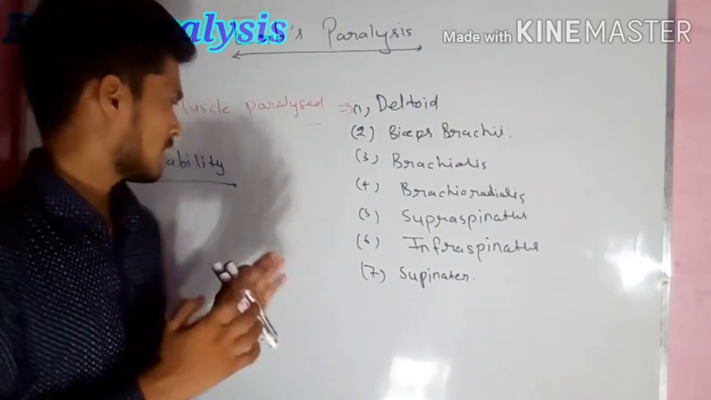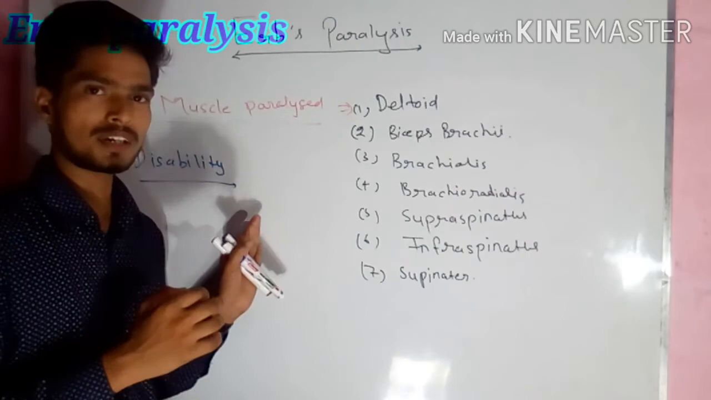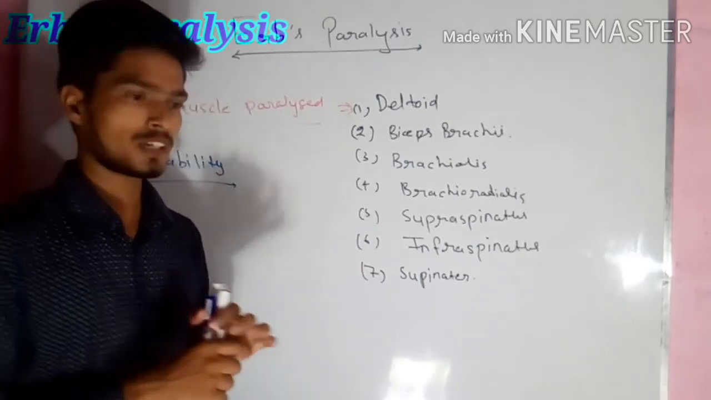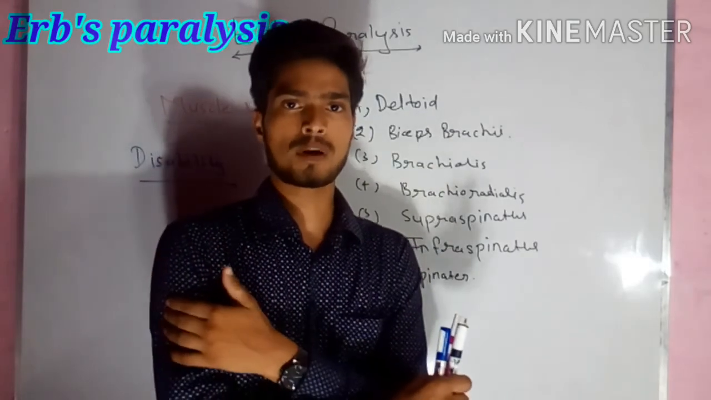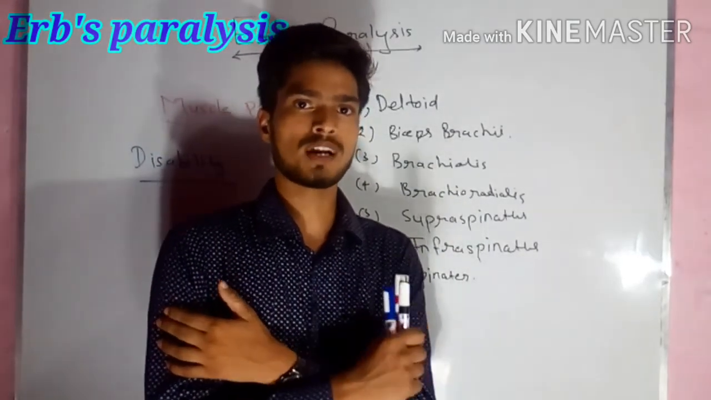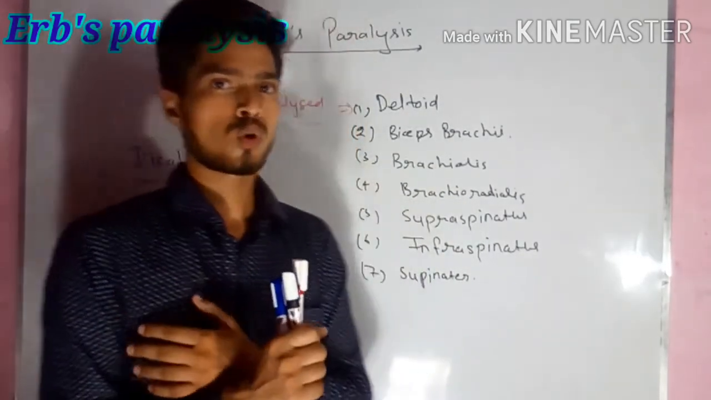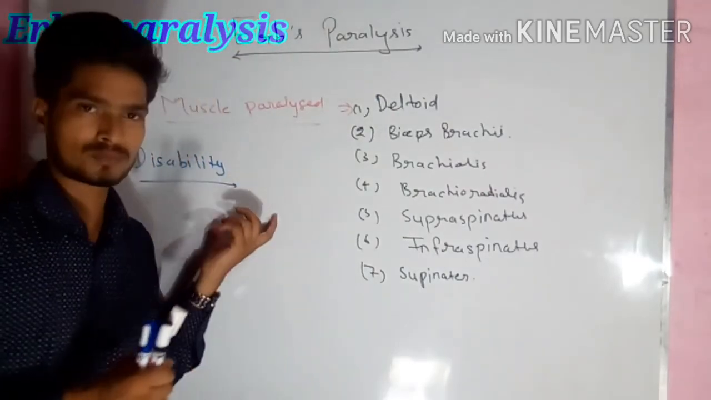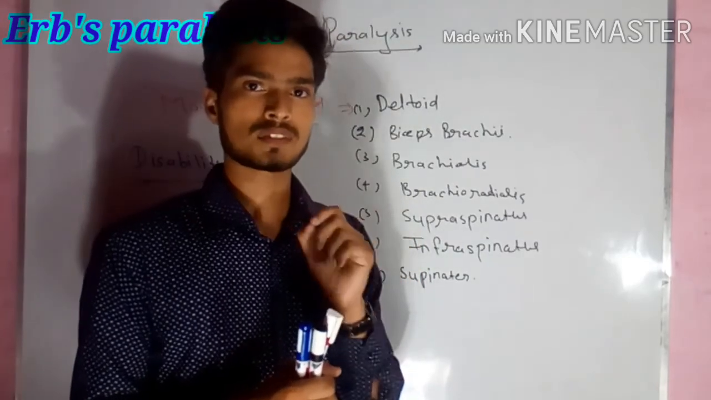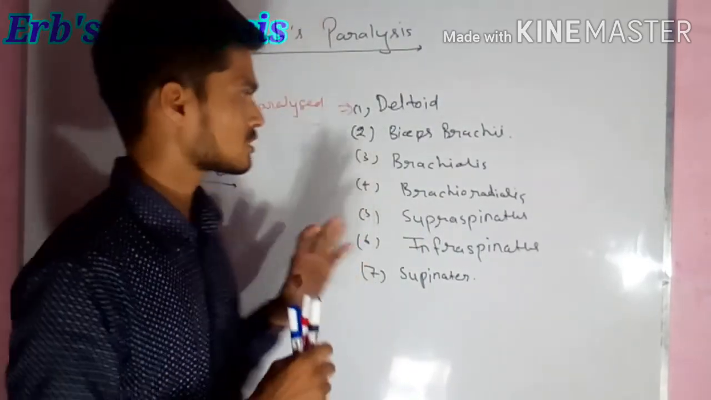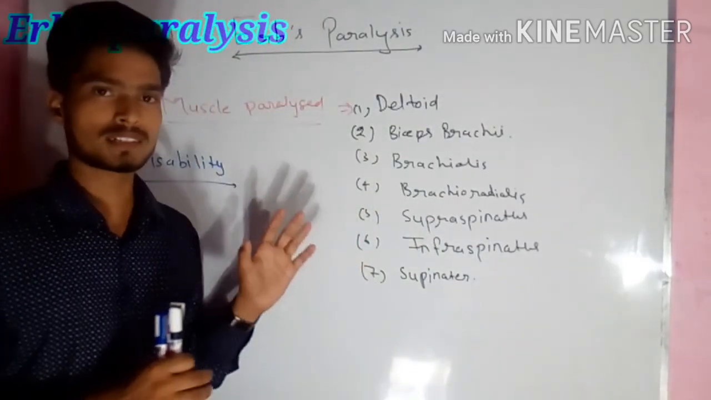Okay, and in the disability you will see the patient also loses sensation. Okay, like in the lower part of the deltoid there would be a sensory loss. Okay friends, and along with that there is a loss of supinator and biceps jerk. Okay friends, so this is all about the paralysis. Thank you so much.